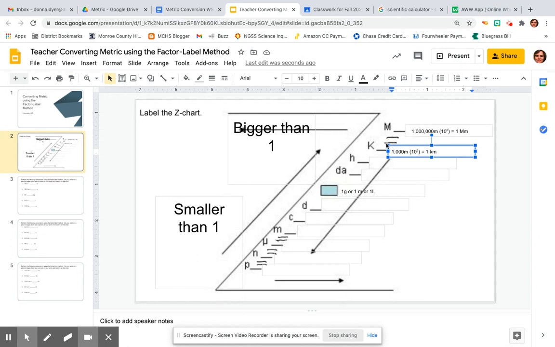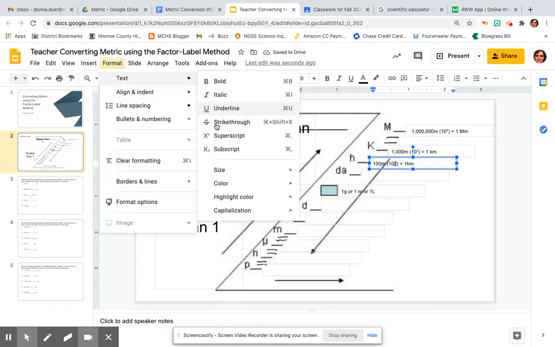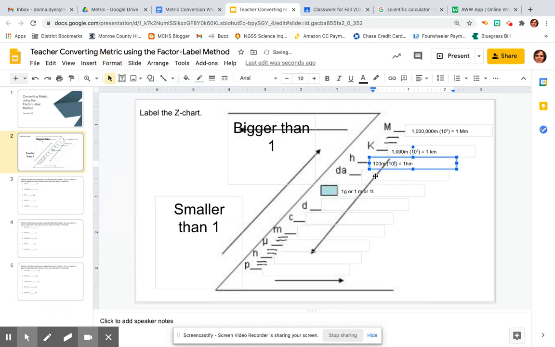So, all of these are just steps of 10. So coming on down, notice this is just one step. So hecto, H is hecto. Hecto is 100. So basically there are 100 meters in 1 hectometer. And again, 100 is 10 to the 2. So if we wanted to put that in terms of exponents, 100 is 10 to the 2. And I just have to make that 2 an exponent. Okay, moving on.